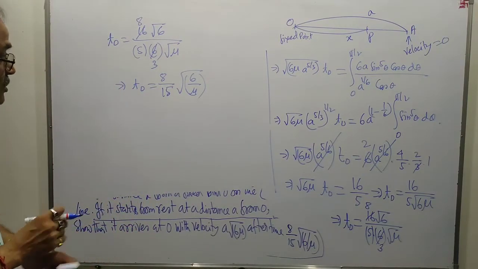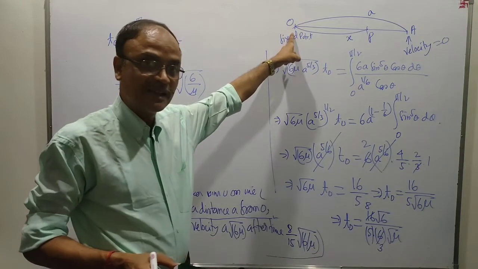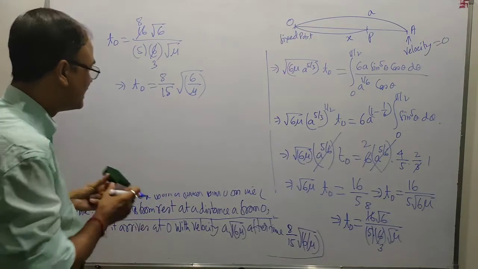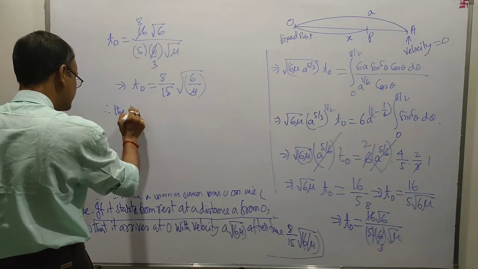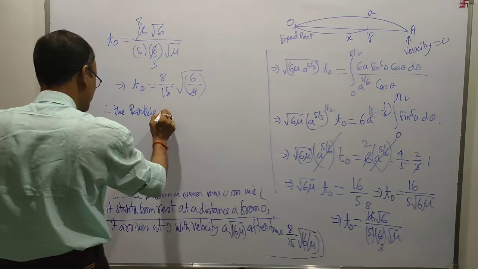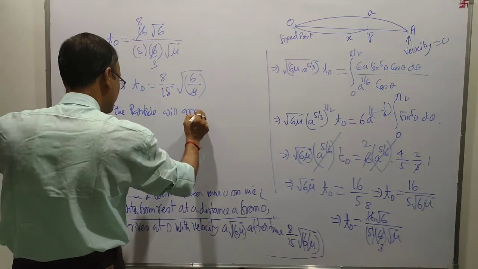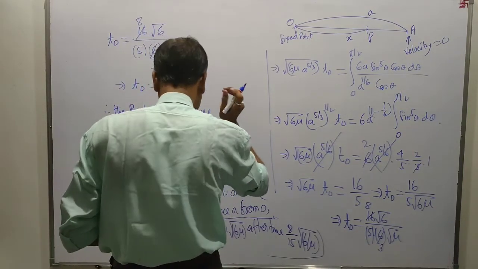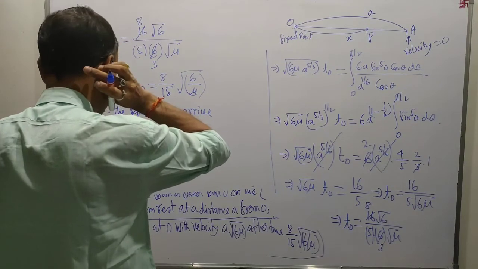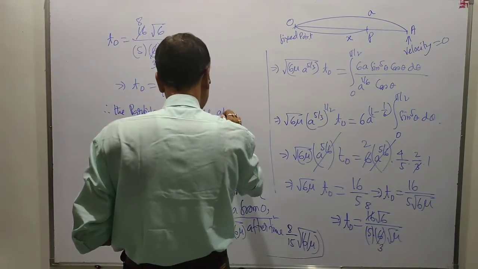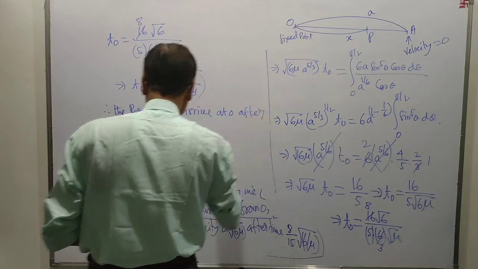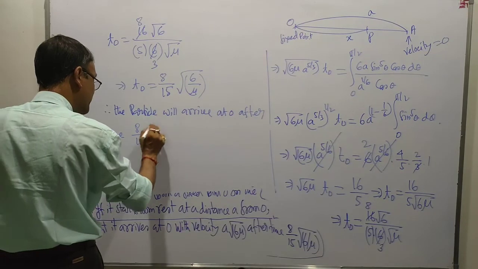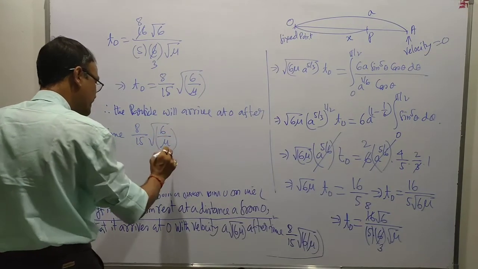Therefore, the particle will arrive at O after a time. It has been put 8 by 15 root over 6 by mu. Therefore, the particle will arrive at the point O after a time. What is the time? 8 by 15 root over 6 by mu.